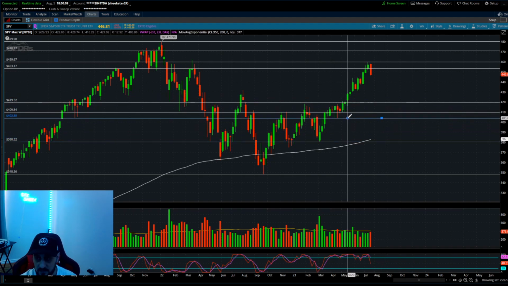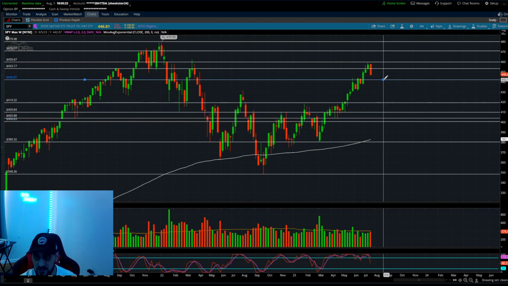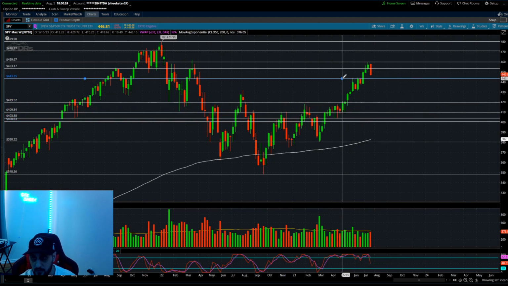And this just becomes easier. It becomes second nature as you do it. So 403. What I'll do is I'll mark this, but I know that 400 is a big psychological level. As you can see, we had a gap here below before. I'll use this as well. Can obviously adjust it later, but here's another one, 444, 443.